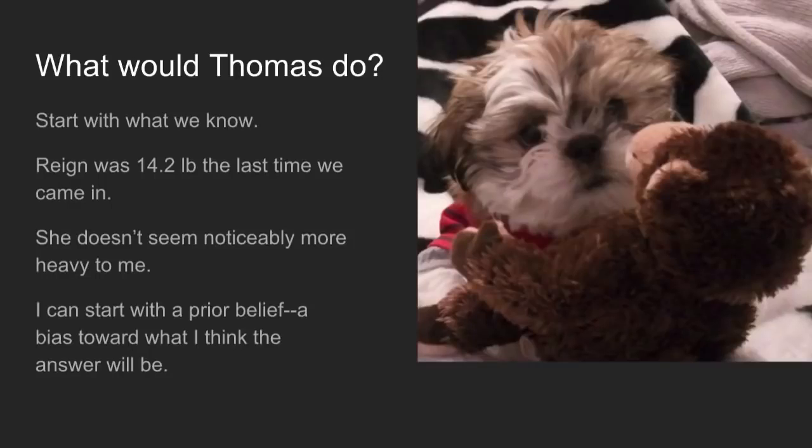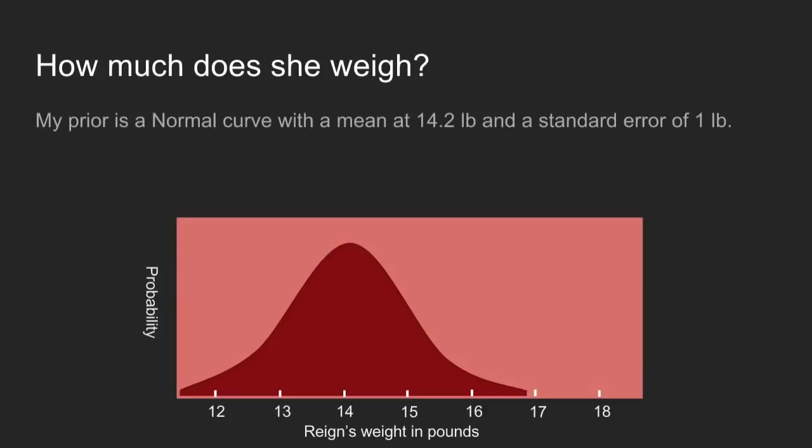So, we've already established, though, that that's a really broad result and not helpful. So we need to start over now, and let's start with what we know. So some background information. Rain was 14.2 pounds the last time we went into the vet. And she doesn't seem noticeably more heavy to me. My arm is not that well calibrated, but I'm going to assume that she's within about a pound of where she was before.